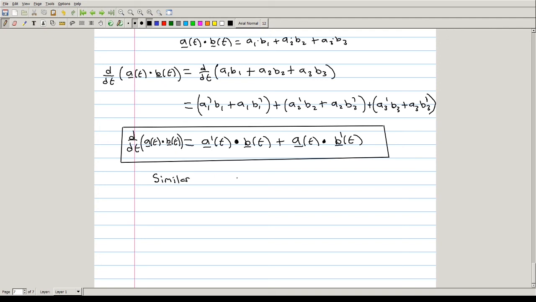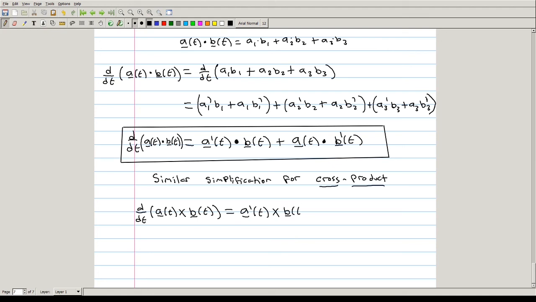simplification for the cross product. Namely that the product rule, if you take the vector function a of t, and you take the vector cross product with the vector function b of t, this will be the same as the derivative of a of t cross product with b of t plus a of t cross product with the derivative of b of t.